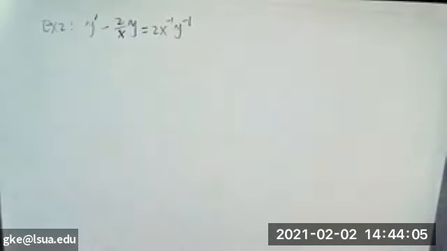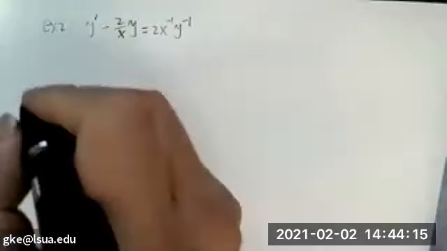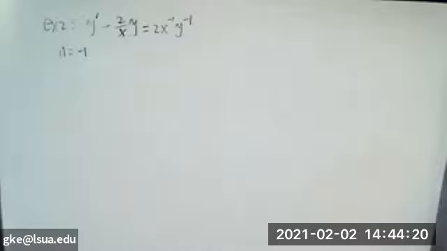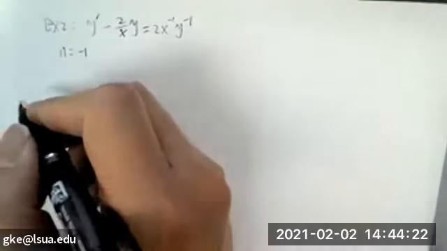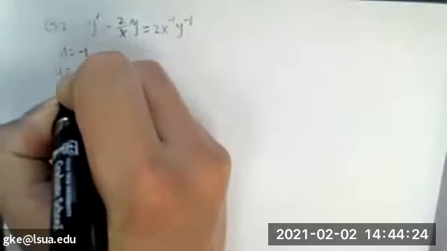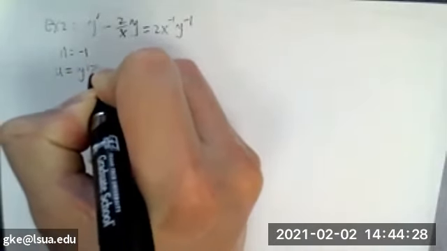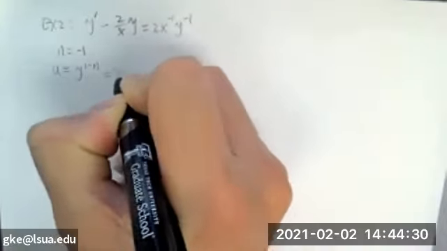Okay, I'm going to write down the answer on the board. It's very clear that this belongs to the second case. We can see n equals -1, right? So now we can write down the substitution: u equals y to the power 1 minus n.